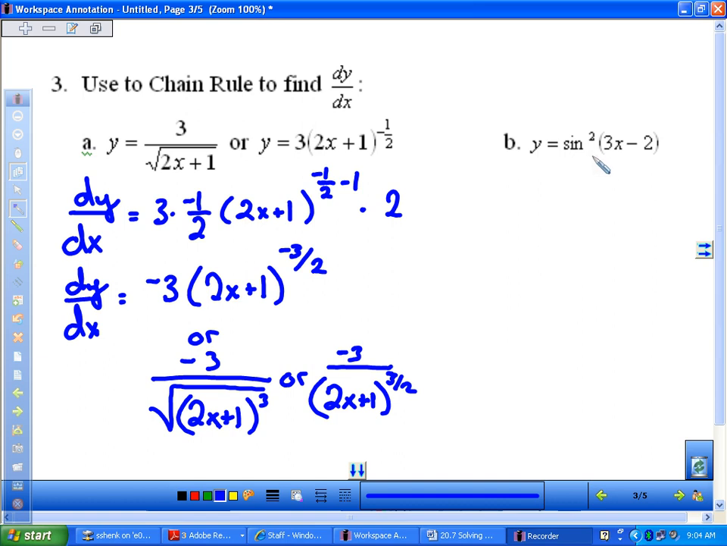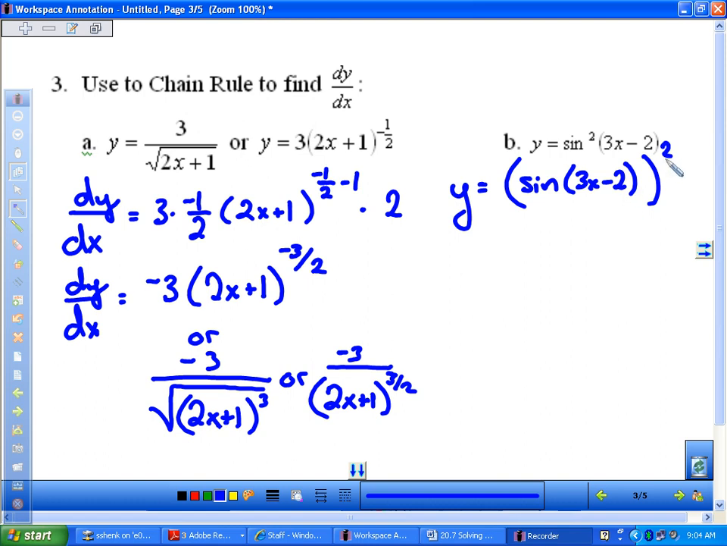For part B, though, we have a 3-link chain. We really want to recognize B as being this. Y equals the sine of 3x minus 2, and then that whole quantity is being squared. So the most important thing going on here with this composite function is the squaring. And then what are we squaring? We're squaring a sine. Sine of what? The sine of 3x minus 2. So this is a 3-link chain.